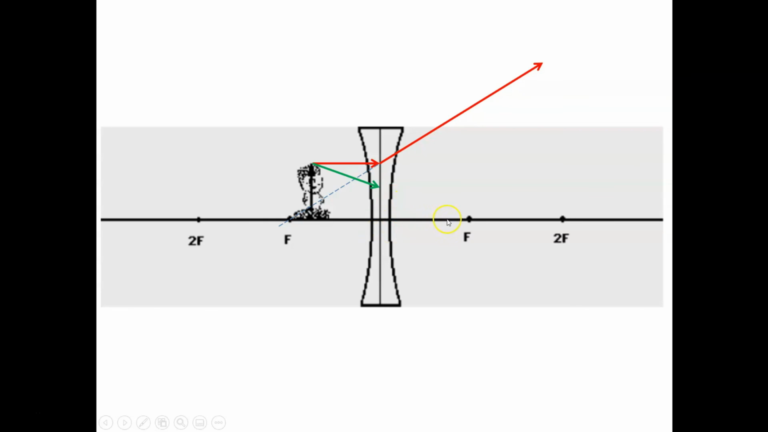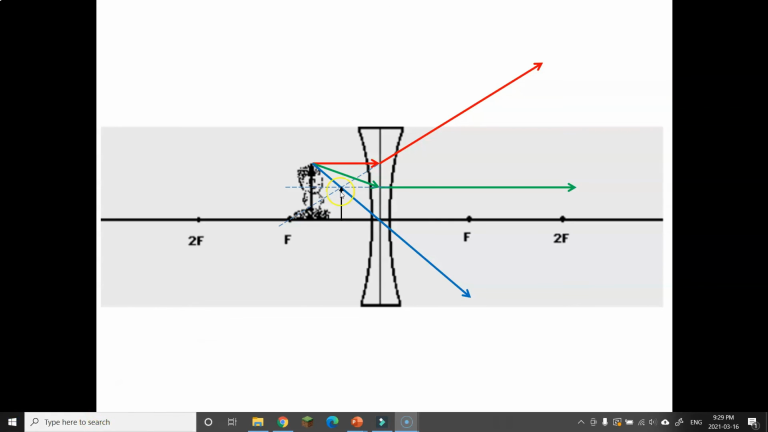A ray that would go through my secondary focal point will refract parallel to the principal axis. I'm going to extend it back. And a ray that would go through my optical center travels through unaltered in its path. So where these three lines meet, that's where my image will be.